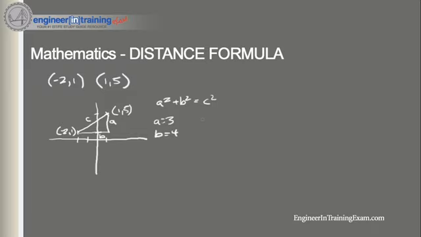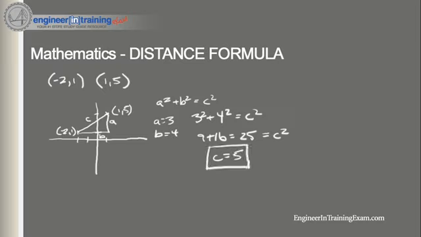So if we just plug that into the Pythagorean theorem here, we find that 3 squared plus 4 squared is equal to C squared. And just calculating that out, we find that it is equal to 9 plus 16, which is equal to 25, which is equal to C squared. And we find that the hypotenuse, or the distance between these two points, is the square root of 25, which is equal to 5. So this method obviously holds true in any case.